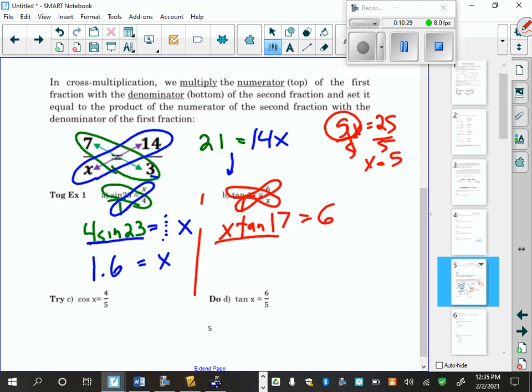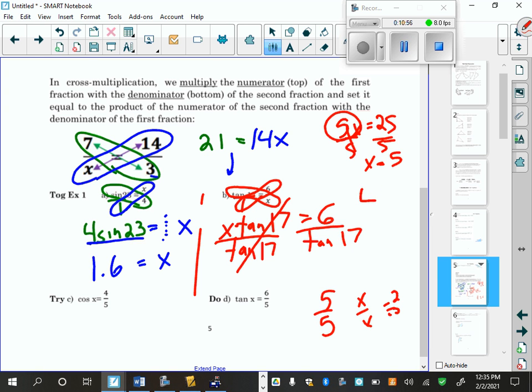This is x times tan 17. So the opposite of multiplying by tan 17 is dividing by tan 17, and that cancels. And it doesn't cancel because it equals 0, it cancels because it equals 1. Anything divided by itself equals 1. Tan 17 divided by tan 17 equals 1. 1 times x is x. So that's why it cancels.